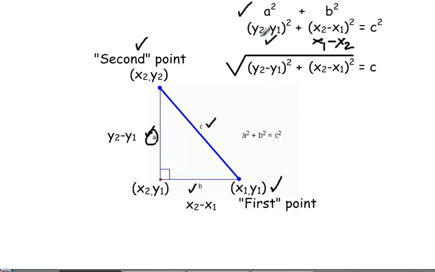So it should be y2 minus y1 squared plus x2 minus x1 squared. So we're not going to use this, even though that would give us the correct answer. Equals c squared. Take the square root of each side, and I wind up with this right here, which is my distance formula, where c is the distance between these 2 points, between x1, y1, and x2, y2. It doesn't matter which point is the first point and which point is the second point.